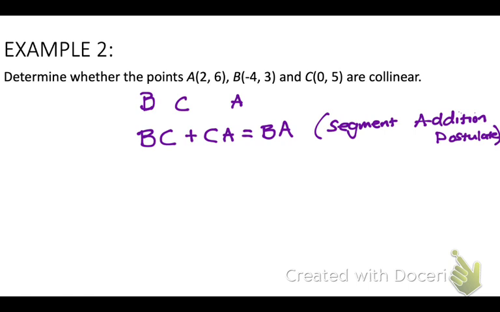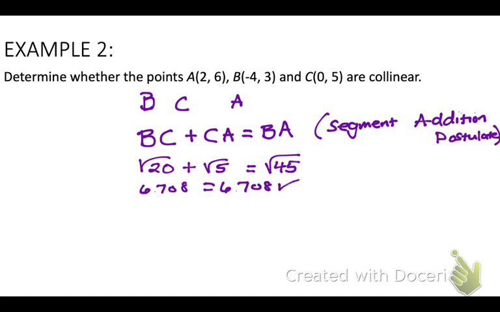So what is the length of BC? I'm just going to cheat. I'm going to look at my work. BC was the square root of 20. CA was the square root of 5. BA was the square root of 45. Oops, my plus sign did not happen. Which, if you do that on your calculator, so the square root of 20, close your parenthesis, plus the square root of 5 is about 6.708. The square root of 45, yeah, exactly the same number. So yes, they are collinear.